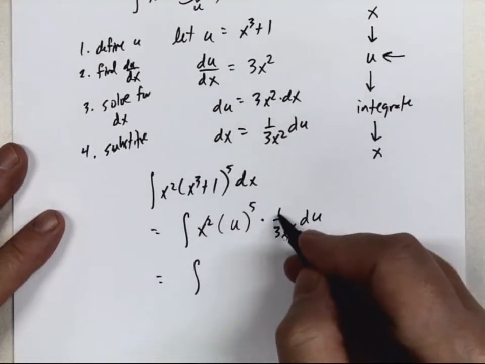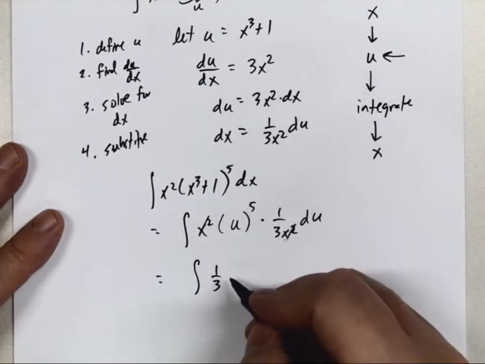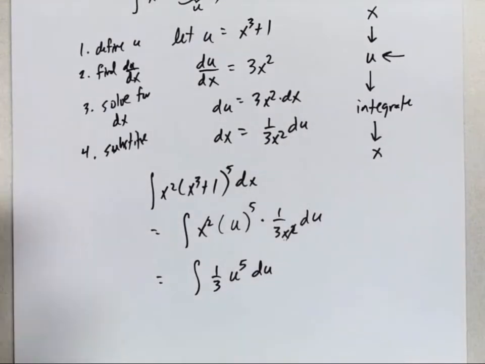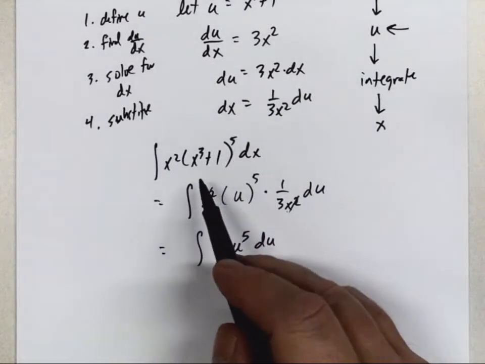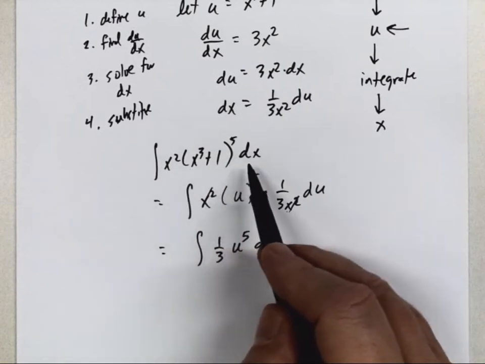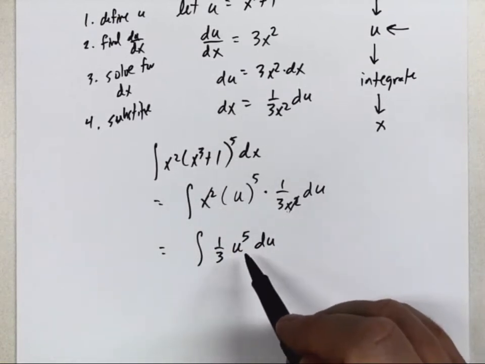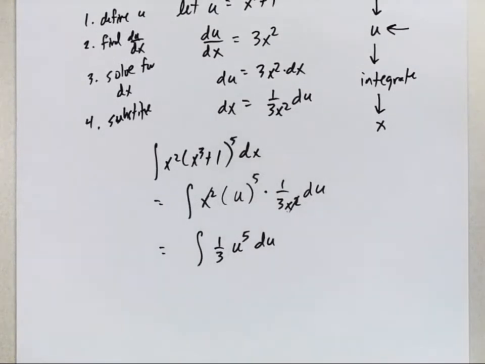And when you do that, I have the 1/3 still. 1/3 u to the 5th du. So I've achieved my first goal of taking this integral. Instead of x's, I want only u's. And the key is, now I can actually integrate this expression.